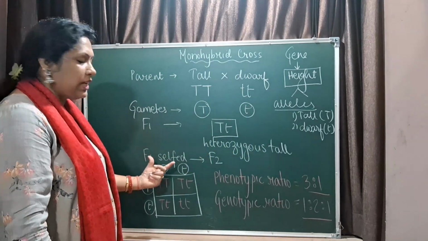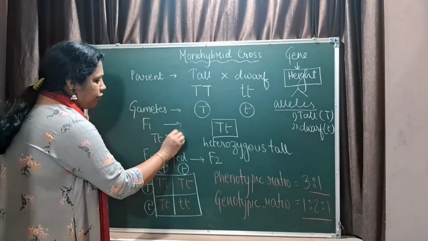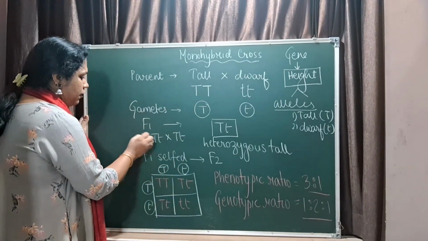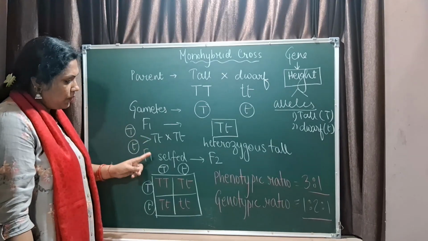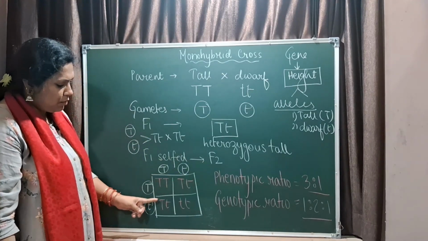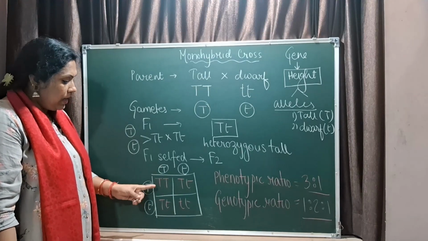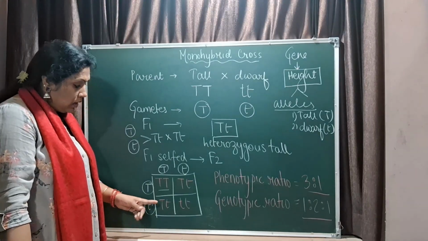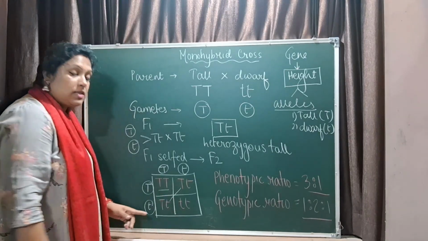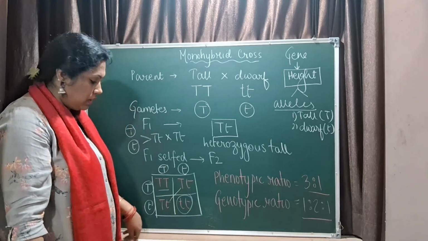Now when F1 is selfed, that is when F1 is crossed with another F1, you have gamete formation as capital T and small t in each case. So when they are selfed, you have the formation of four possible combinations of offspring. In this case, you can see that one is homozygous tall, the other two are heterozygous tall, and one is dwarf. Is that clear?